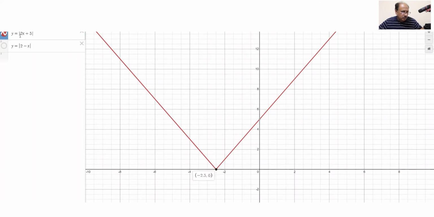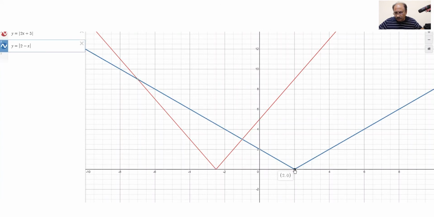If you write y is equal to mod of 2x plus 5, this will be the x-intercept, and this is (0, 5), the y-intercept. And the second equation, y is equal to mod of 2 minus x, if we activate this, this will be the second equation, and the x-intercept will be (2, 0), and this will be the y-intercept for this one. These are basically the values which we are showing over here.